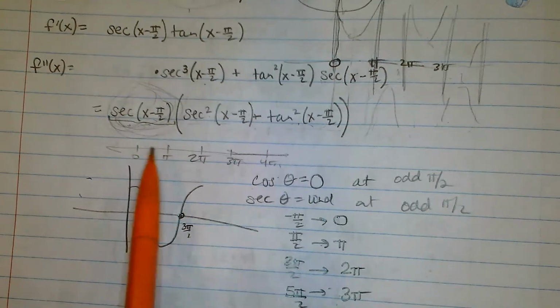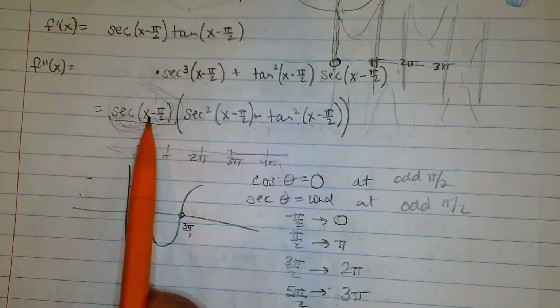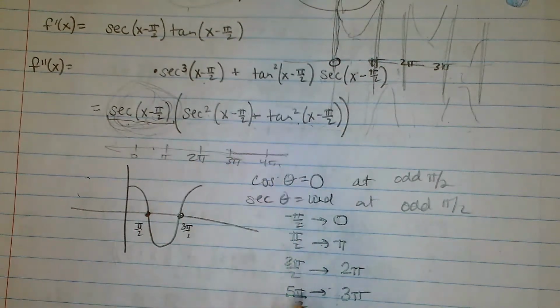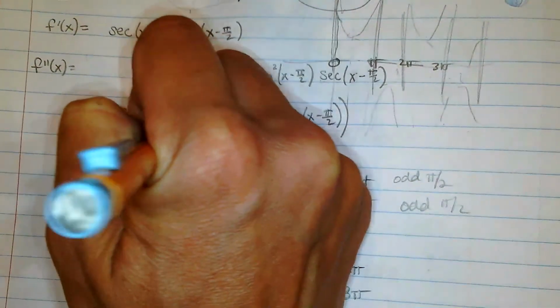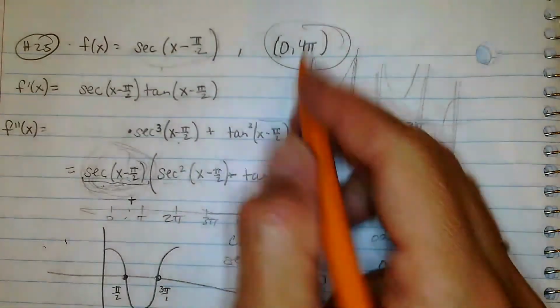We could do it, like we could test pi over 2, you plug it in, you'd get 0, the secant of 0. Well, the cosine of 0 is 1, so the secant of 0 is also positive 1, so you'd know that that was positive, aka concave up, as we already know it is.